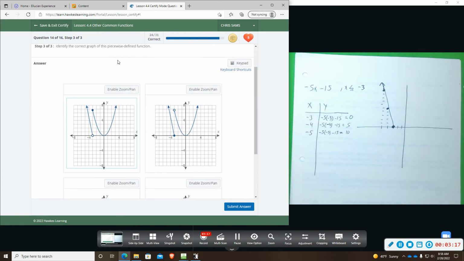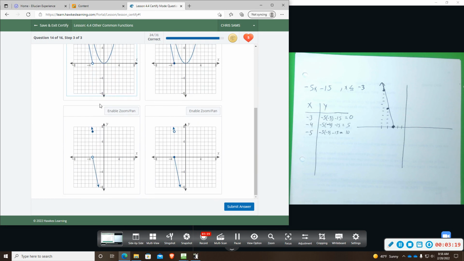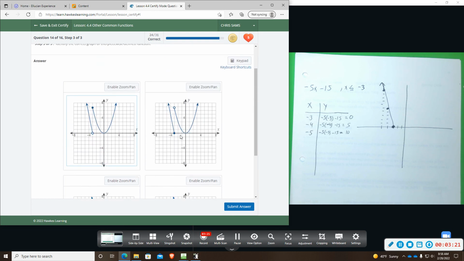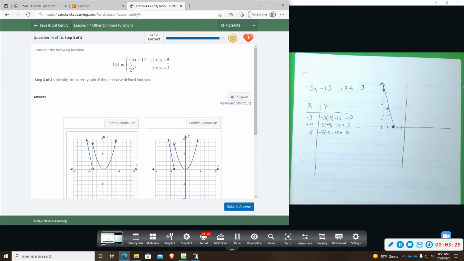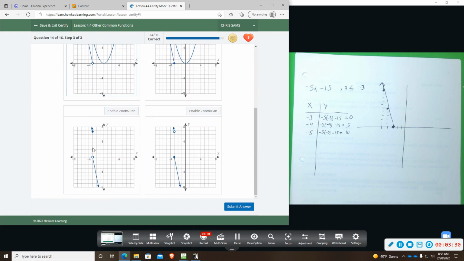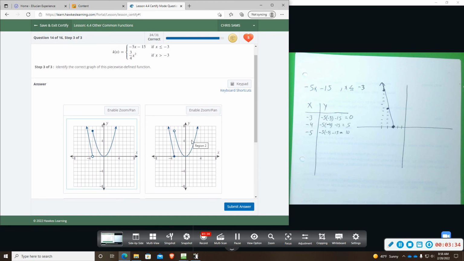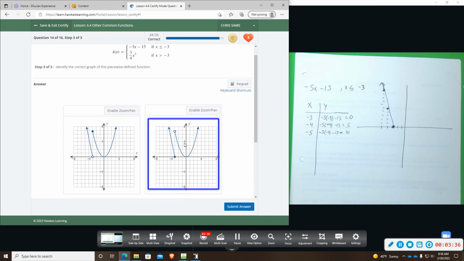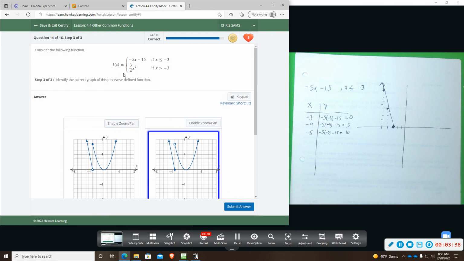So just looking at our options right now, we only have one that matches that. This one has an open circle, but we are equal to -3, and so that one would not work. And then this graph does not start in the right spot, and this graph doesn't either. So this is the one we're going to want, and we can verify that by doing a few points on this one if you like.